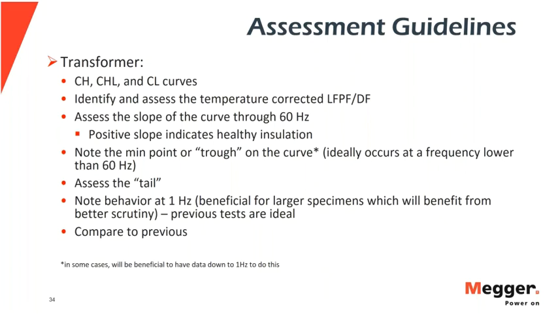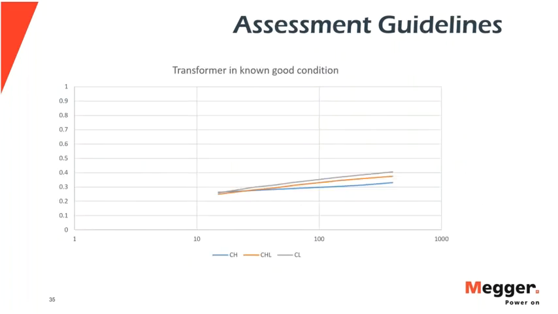And this really becomes beneficial too for larger specimens, which will benefit from the better scrutiny of conductive losses that we get at those lower frequencies. And previous tests really are ideal because they would tell me that, yes, I can see I have conductive losses, but how does this compare to what it was in a known good condition? So if you have the previous available, that would definitely aid you in your analysis.